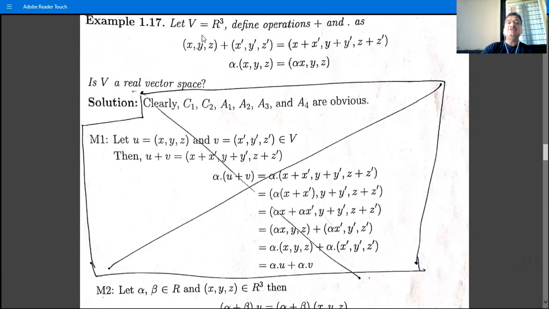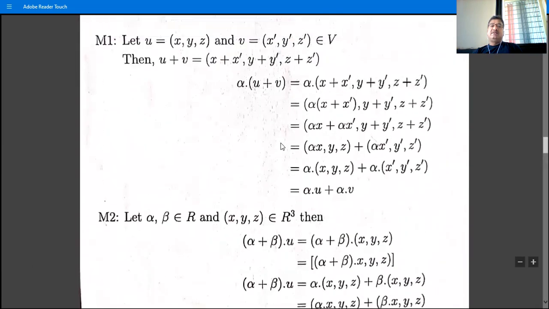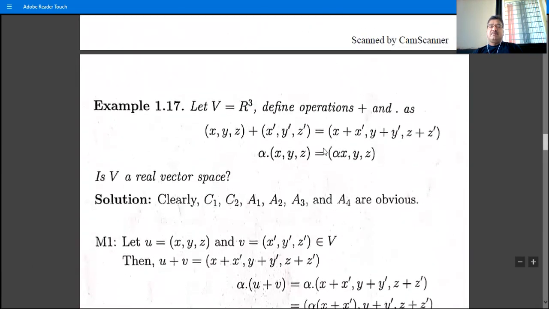So next example: V is equal to R3, and define plus and dot as this. That is, the addition is (x, y, z) plus (x dash, y dash, z dash) equals (x plus x dash, y plus y dash, z plus z dash), and alpha times (x, y, z) is (alpha x, y, z). Again, the addition is the usual addition, but the scalar multiplication is not the usual scalar multiplication. So out of the 5 properties of scalar multiplication, one of them may fail. Again, it is the same example like this.